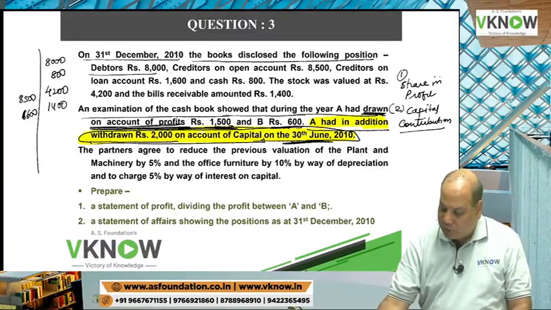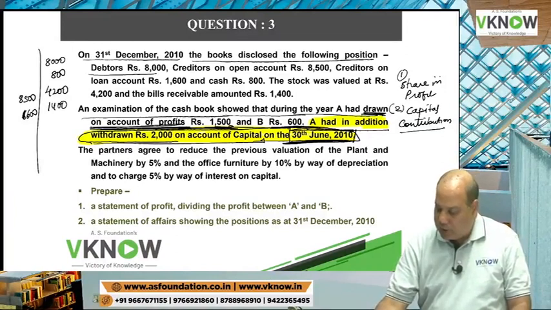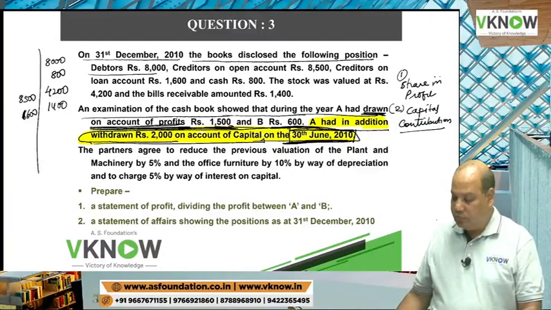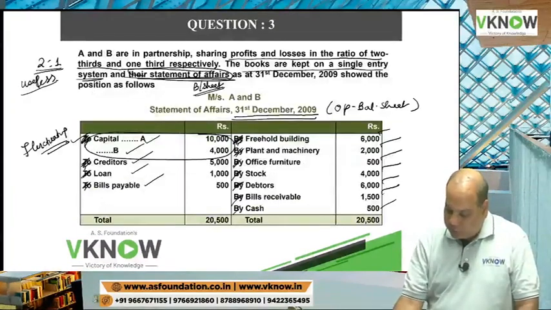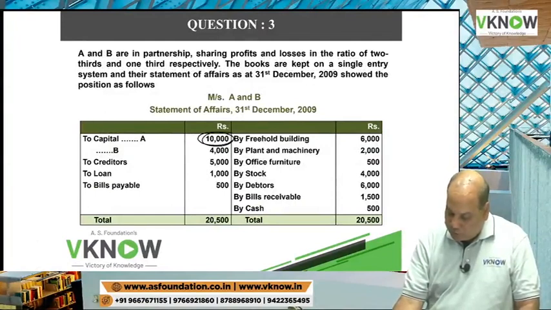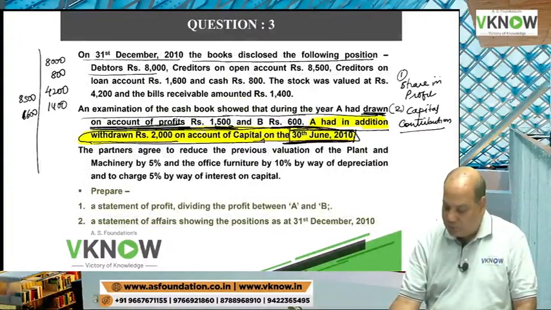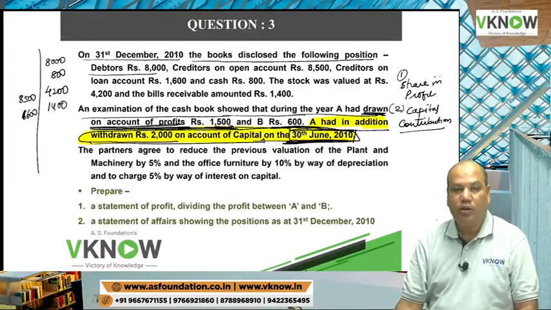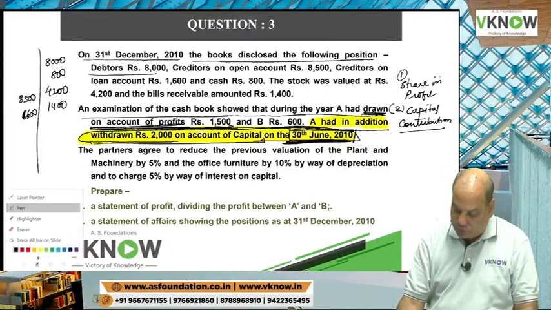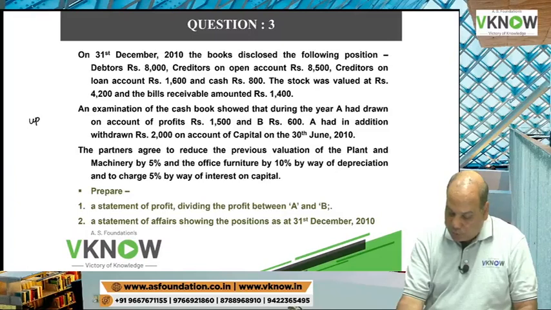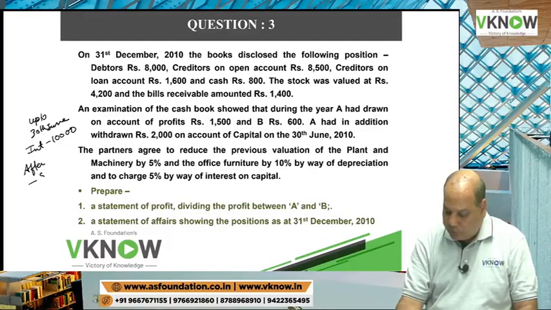Since the capital was withdrawn on 30th June, the interest up to 30th June on the opening balance will be paid on 10,000 rupees. But because he has withdrawn 2,000 rupees, from 1st July onward the interest will be calculated on 8,000 rupees. So I'll explain again. Up to 30th June, interest will be calculated on 10,000, and after that interest will be calculated on 8,000 because capital itself has reduced by 2,000.